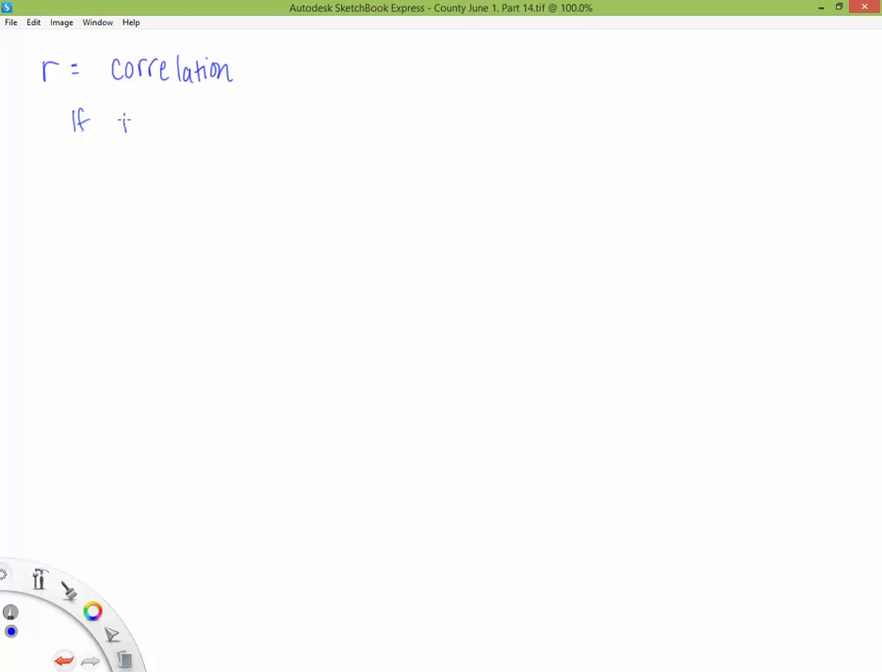If R is negative, the slope is also negative. So in our car depreciation example, our slope was negative, right? It was negative 1,100. That means in that case, R must also be negative, okay? And if R is positive, the slope is also positive. So in the height and weight example, we had a positive slope. The R is also positive, okay?